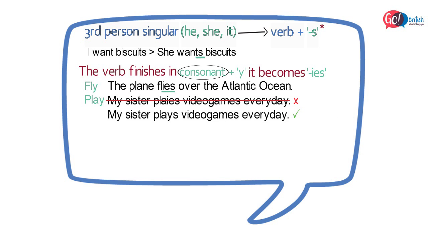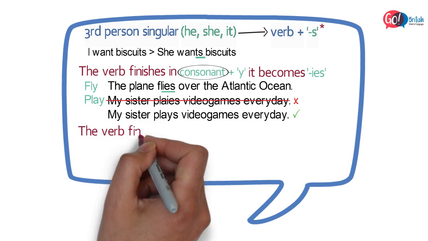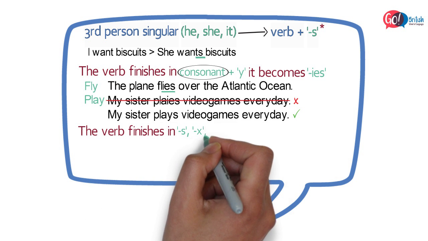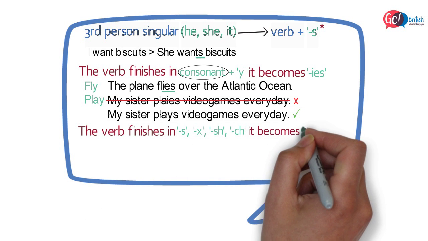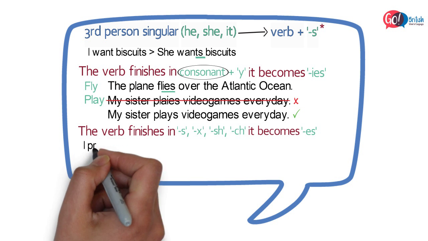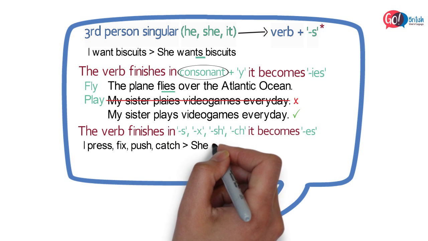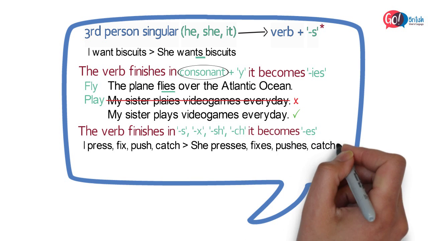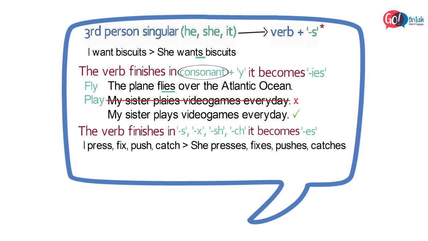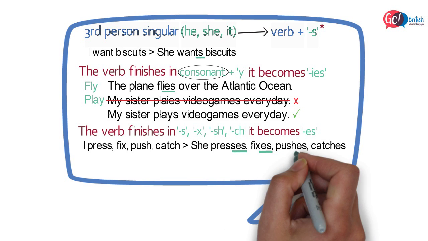And now the second exception states that when the verb finishes in one of those letters or double letters, it becomes a simple ES, okay? For example, instead of I press, I would say she presses, or fixes, pushes, or catches, okay?